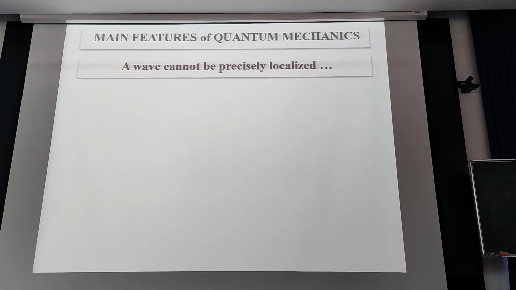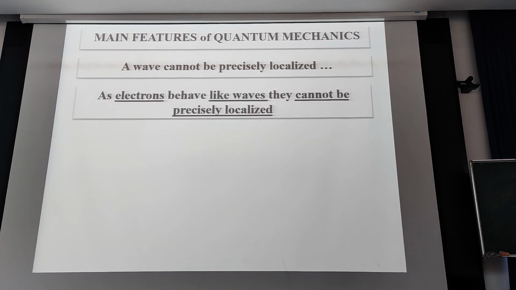It's normal, right? If you have a wave like this, you cannot know exactly the position. An electron behaves like a wave, so it cannot be precisely localized. So we can say it is like an anti-proposition to Bohr, right? Bohr says that the electron will move in a precise orbit. But here, because the electron behaves like a particle but also like a wave, the electron cannot be precisely localized. Okay?